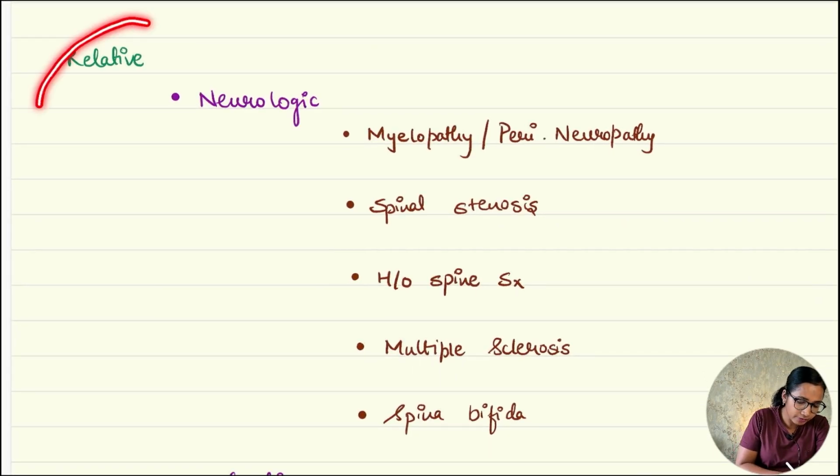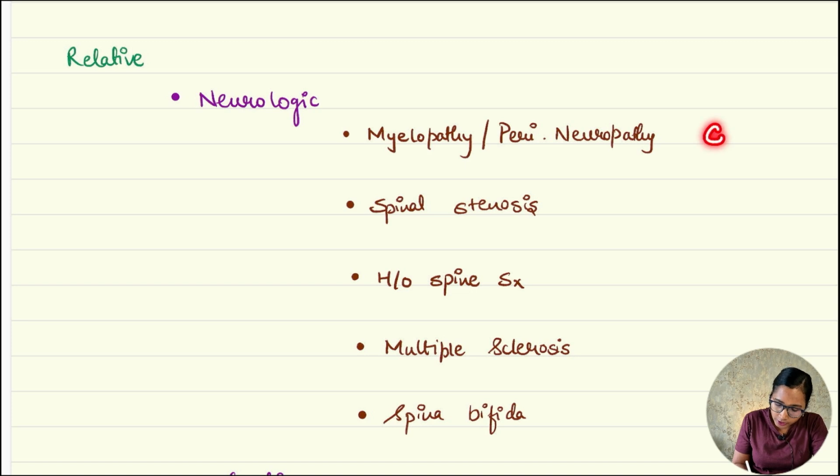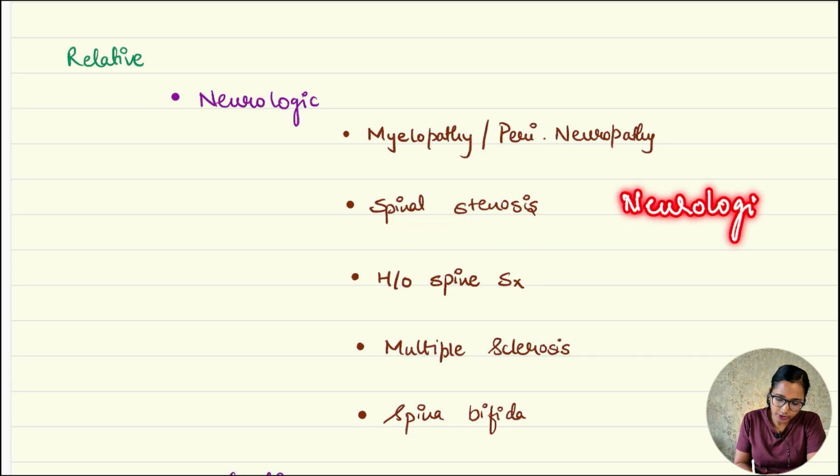Talking about relative contraindications, we will see system wise. Neurologic: if the patient has any myelopathy or peripheral neuropathy, a pre-existing neurological deficit might get worsened, so we have to avoid giving neuraxial blockade to these patients. Now, chronic low back pain is not a contraindication, but we have to be cautious. If the patient has spinal stenosis, it can lead to neurologic complications, so we have to avoid it.